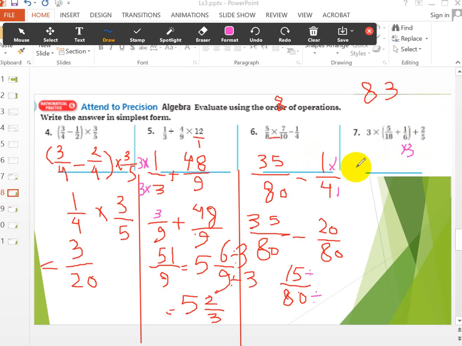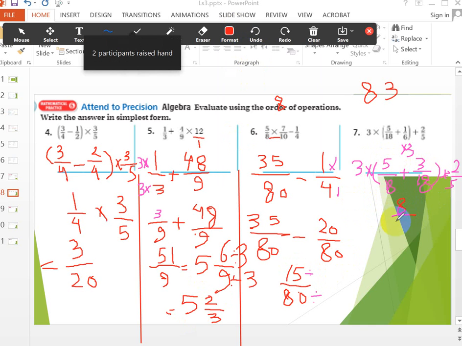So it will be 3 multiply 5 over 18 plus, let's multiply 3 with 1, it will be 3. 3 with 6, it will be 18. Okay? Plus, I'm sorry, 2 over 5. I will change the color for you. Now, I will add the fractions. 5 plus 3 equals 8. So the answer for the parentheses will be 8 over 18.